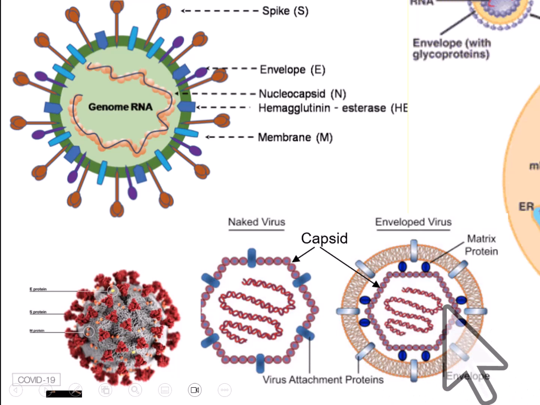This enveloped virus has this additional membrane layer that covers the capsid. This is a layer that came from the host membrane. So basically it stole it from the host membrane when it budded off.